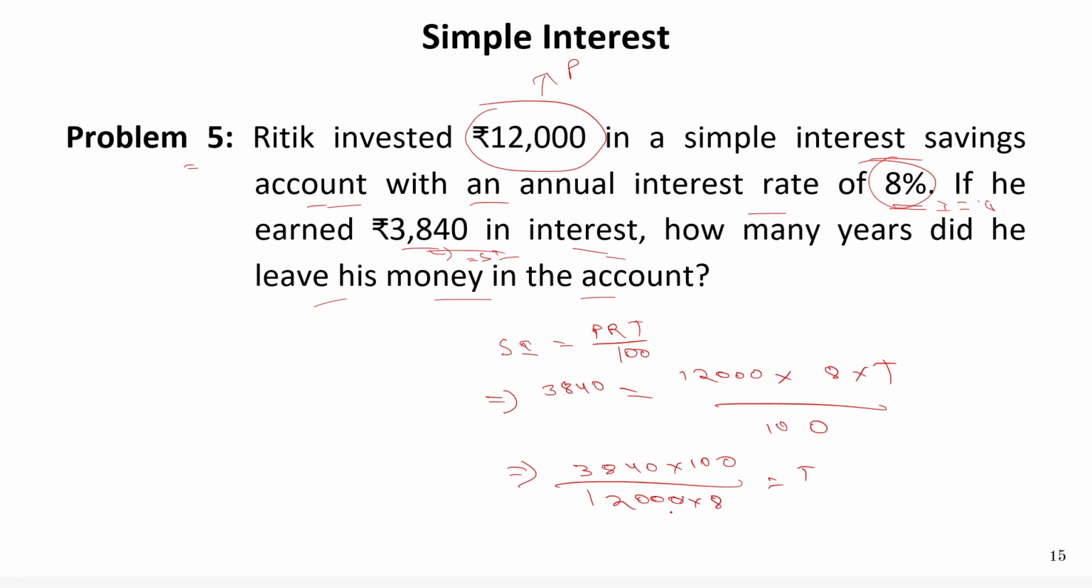So by cancelling the zeros, what we are left with is T is equal to 384 whole by 8 into 12. So this will be equal to what? 192, and this will be 4. So this will be 96 by 2. So this will be 48. 48, so 12 into 4 is equal to 48. So this will be 4. So he left his money for 4 years in the account.